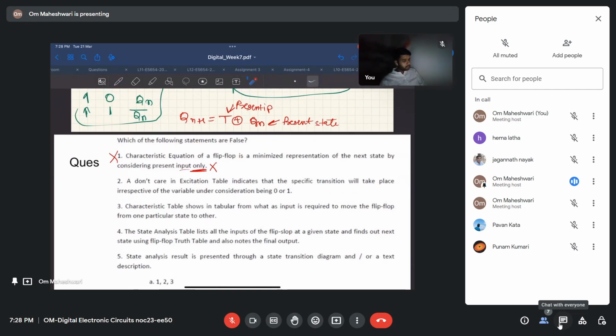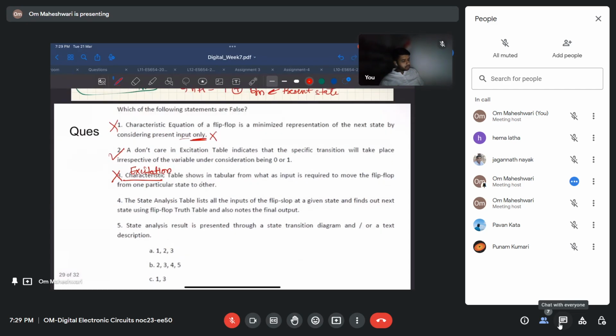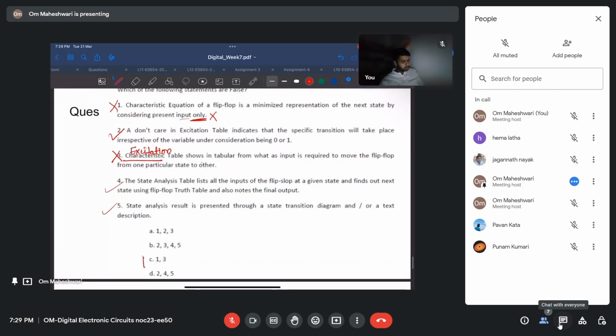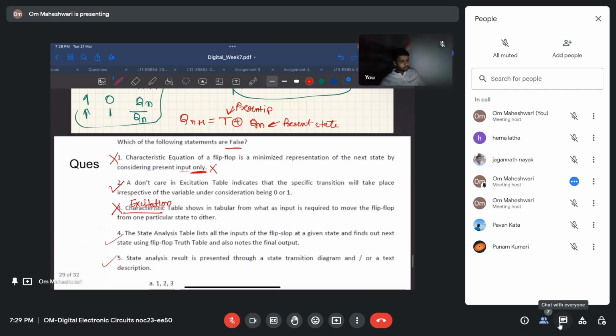Don't care in excitation stages. Maybe it will take less than 1 second for the flip-flop to go from one particular state to another. This is the excitation table, not characteristic. So yeah, table. Okay, fine. So let's see, we have to tell which ones are false.